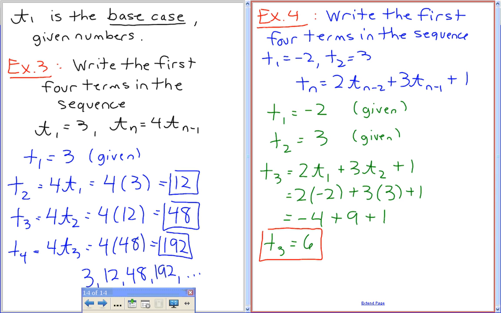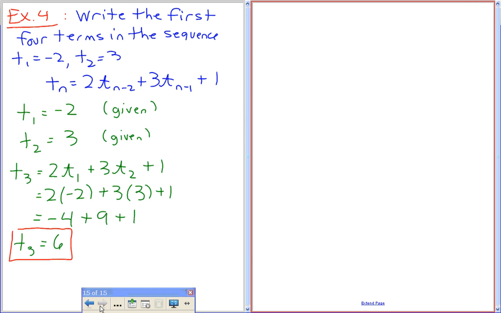What I will say to you, Arden, instead of finding T10, is find T4 for me. So if you can do that for me, please. T4 is 2T2 plus 3T3. I'm going to write it like this. If you need to show another step, that's okay.